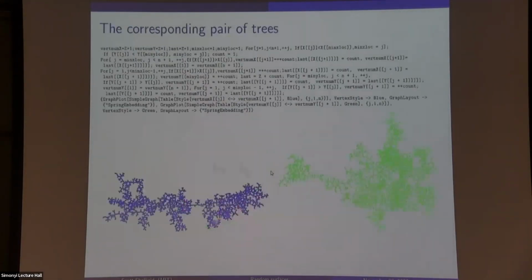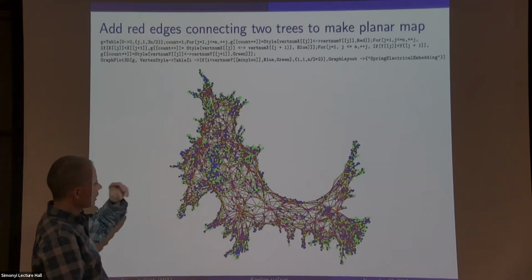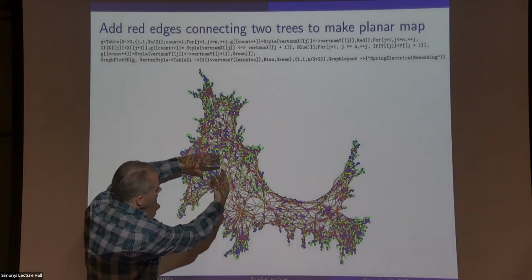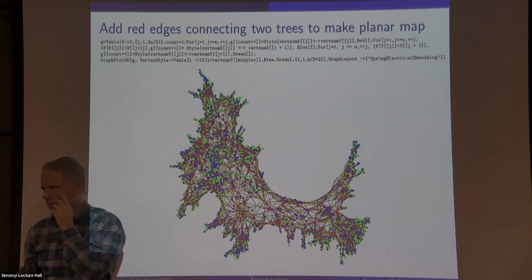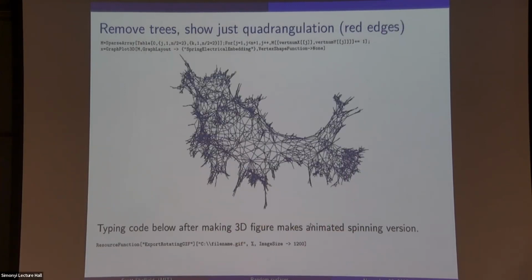All right, okay. Anyway, you get this idea. These are tree-like things. And then I can add those red edges, which is a couple more lines of Mathematica code. I conformally map, I use the spring embedding, and I get something that looks very much like a 3-dimensional surface. Here's one using just the edges.